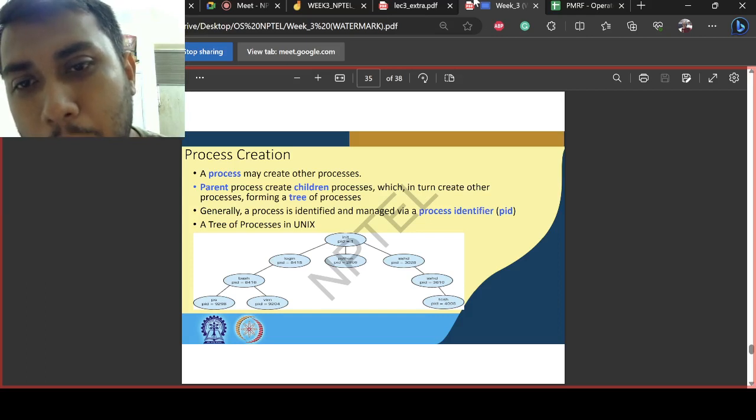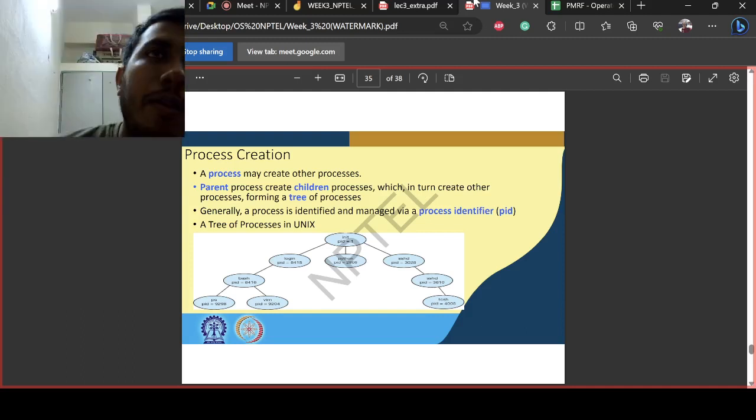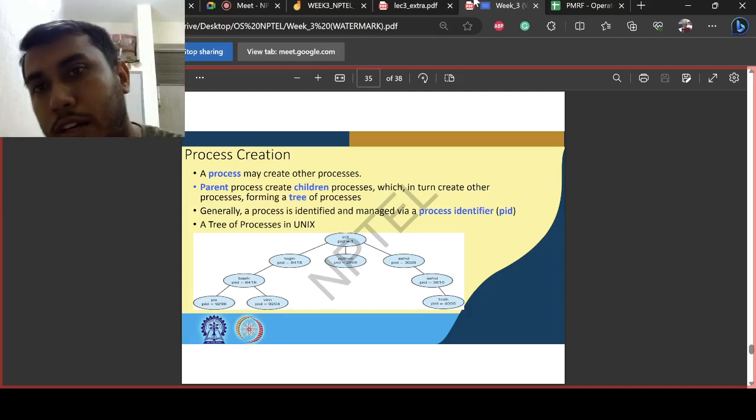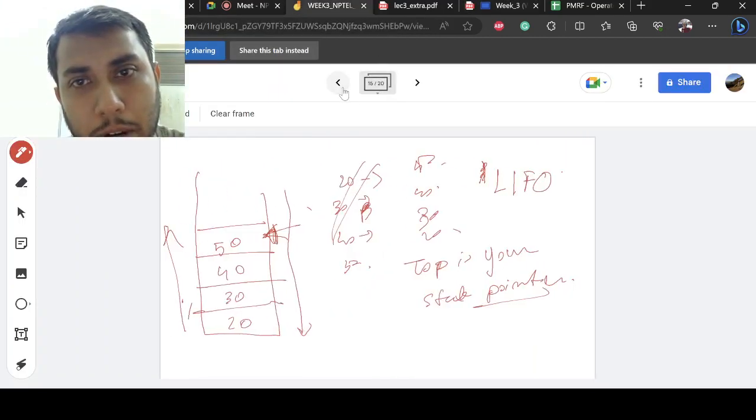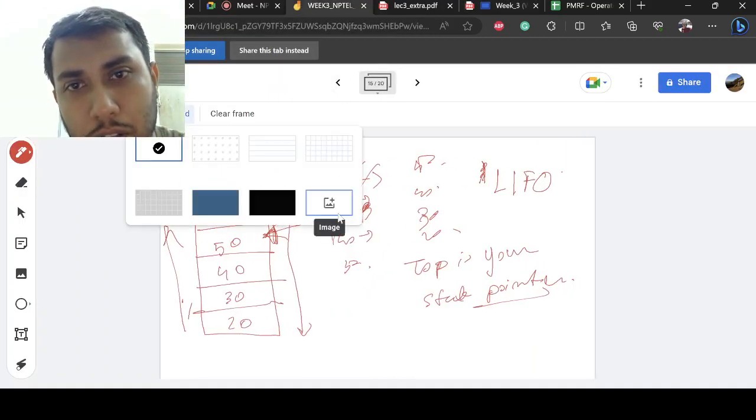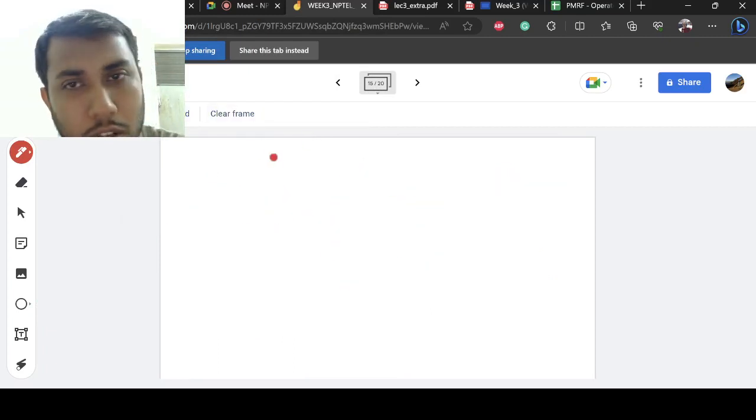Is it with respect to time? Like if login happens first and then bash happens, then bash is the child of it. Let me just show it like this. One minute. So basically here is your init program, right?